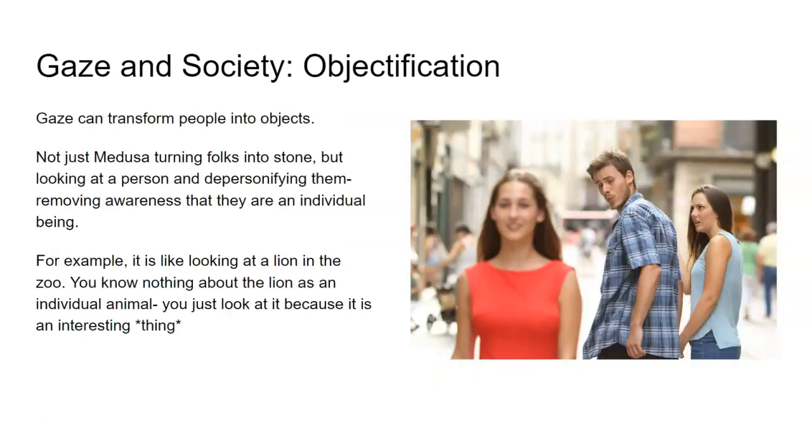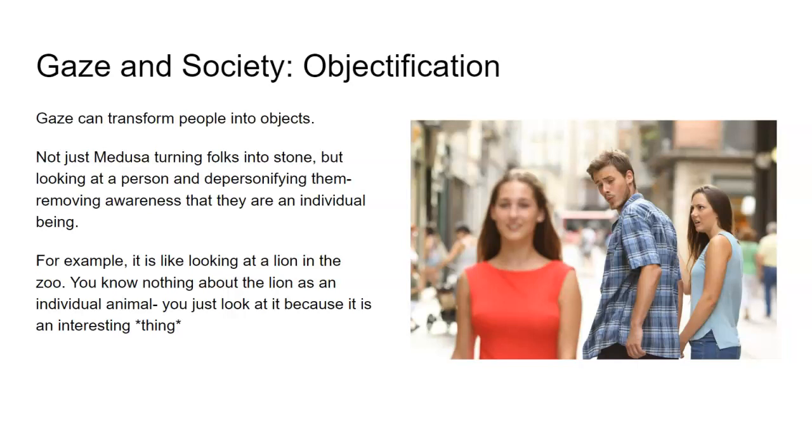Objectification is when gaze transforms people into objects, like Medusa turning people into stone, but looking at a person and depersonifying them. So you take away the awareness that they are an individual human being and they just become a thing. Like if you go to the zoo and you look at a lion, you don't know that lion. You don't know its likes and dislikes and personality and habits, but it's interesting, so you look at it.